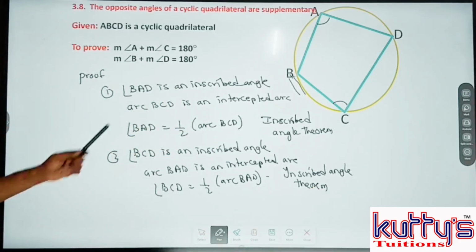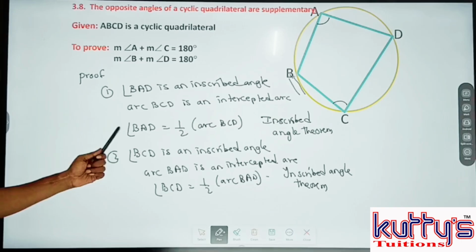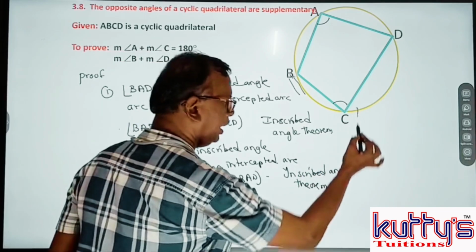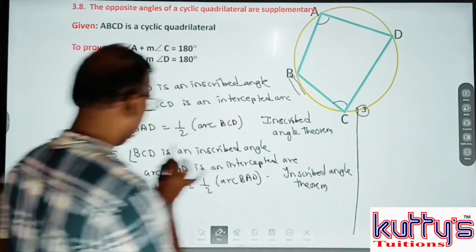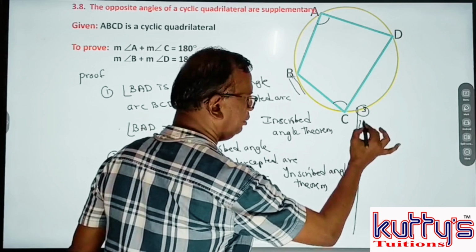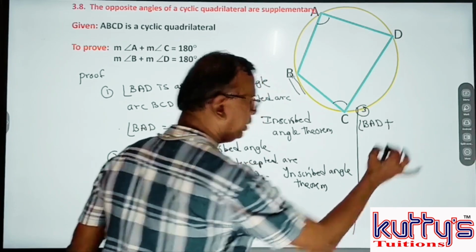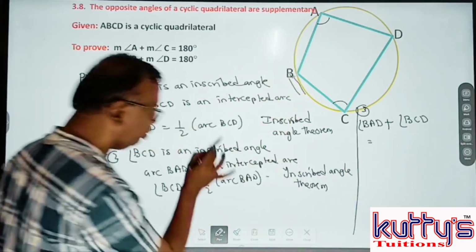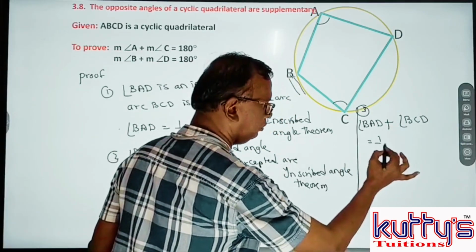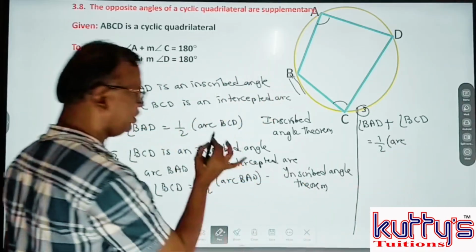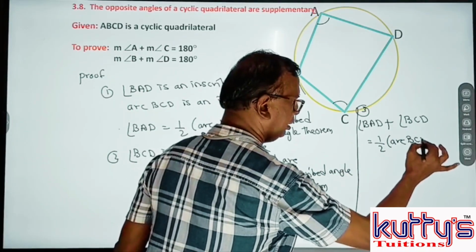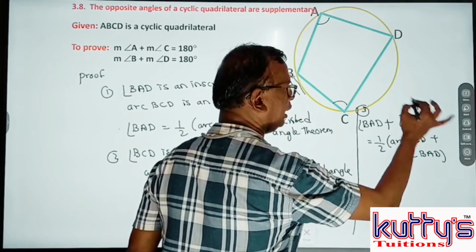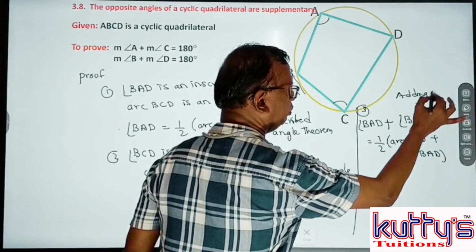After that, what to do? We have to add this and this. Which one? Angle BAD and angle BCD. Adding 1 and 2, the third step. What is the answer? Angle BAD plus angle BCD is equal to, what is common on the right hand? Half is common. Take half common. So right here arc BCD plus arc BAD. The reason you have to write is adding 1 and 2.